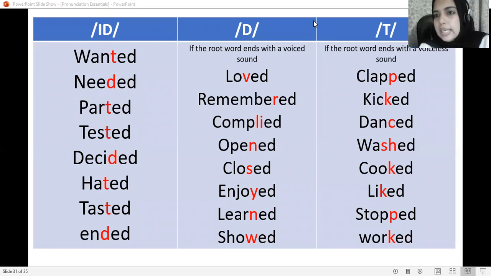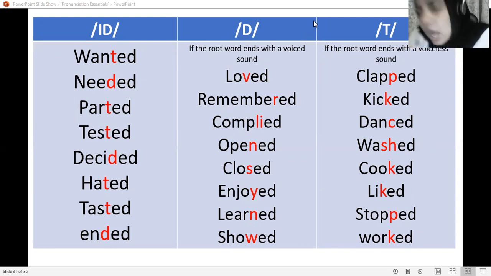Okay, so the ed ending is sometimes mistakenly pronounced, and this usually happens when we don't know that we have three different ways of pronouncing the ed ending.